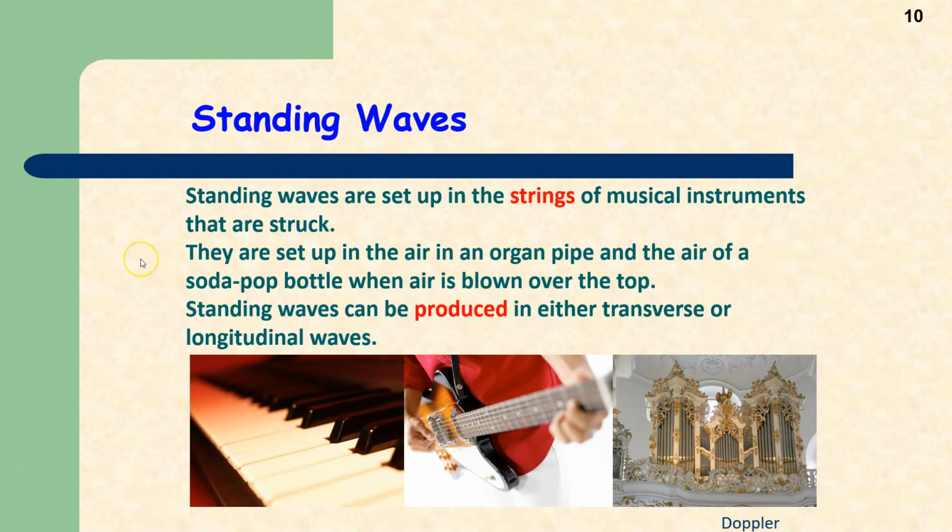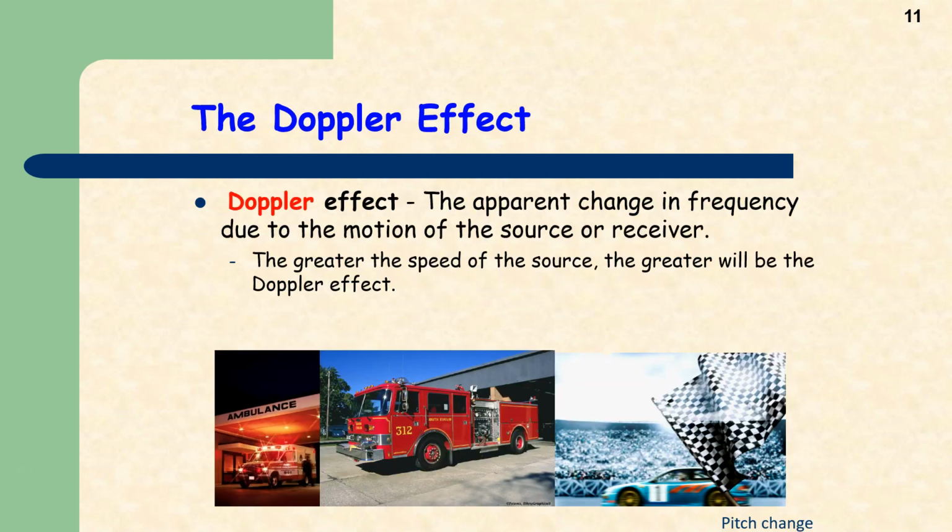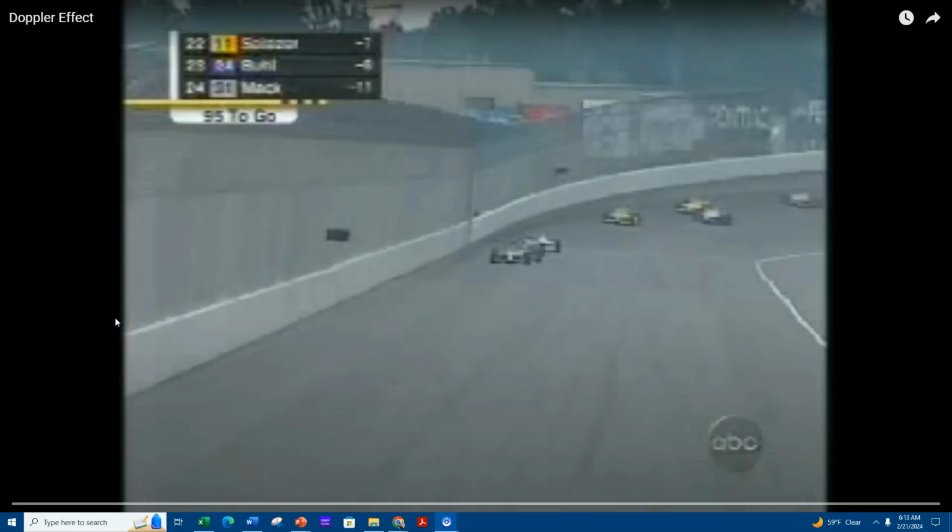Standing waves are set up in musical instruments, for instance the strings in a piano, or in air in an organ. Standing waves can be produced in either transverse or longitudinal waves. I want you to listen to this from the perspective of the observer with the camera, and then they're going to show the perspective of the driver, at the same exact time. I just want you to listen to the different perspectives. Of course, it's in two different parts of the video.